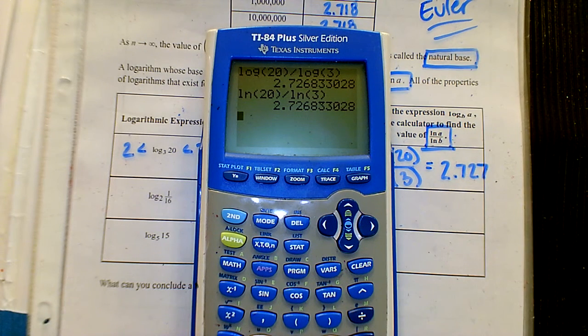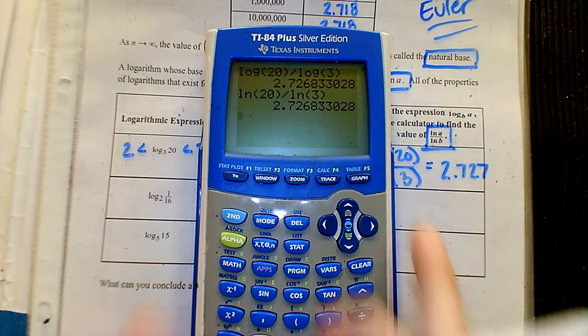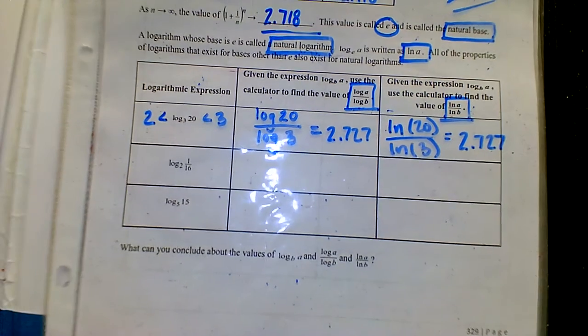So a natural log is still a log, it just has a base of e instead of a base of 10 like that common log has. So e is 2.718. It's a special number just like pi is a special number. Let's go ahead and try the next one.